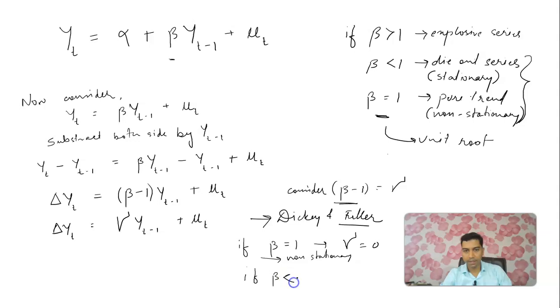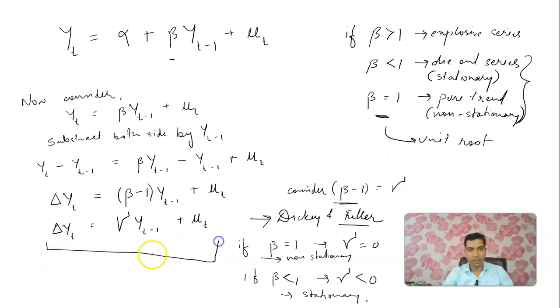If beta is less than 1, then gamma is going to be less than 0, negative, and then you call the series stationary. So that is how you identify, based on this equation, whether the series is stationary or non-stationary. Now, as I said, this is the theoretical aspect of Dickey-Fuller. One should know this. Then it will give you a clear-cut idea.